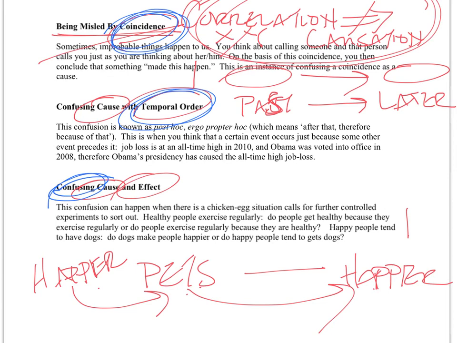Nobody commits a fallacy because they want to, and nobody thinks that they're being careless. However, to be a good critical reasoner, you have to always be on the lookout for whether or not you might be falling prey to one of these fallacies. And being open-minded about the fact that you might be wrong is one of the important attitudes that you try to cultivate as a good critical reasoner.